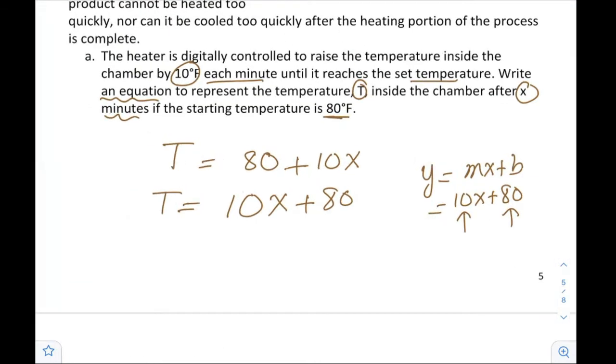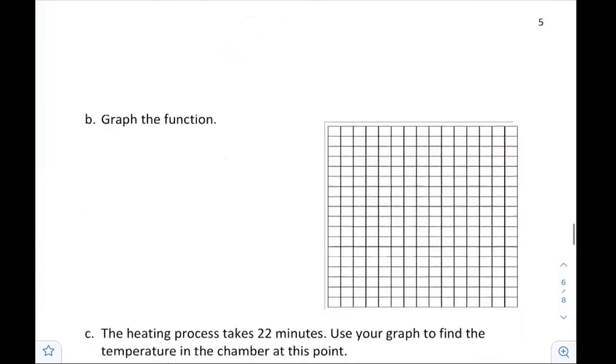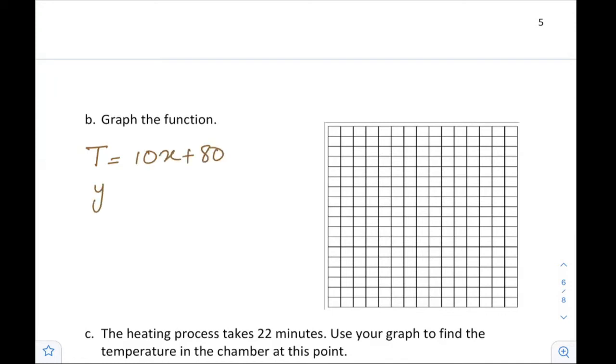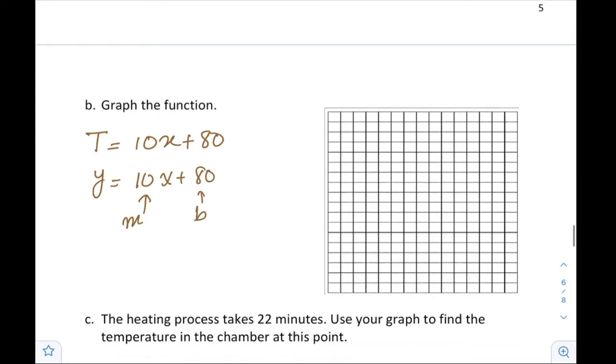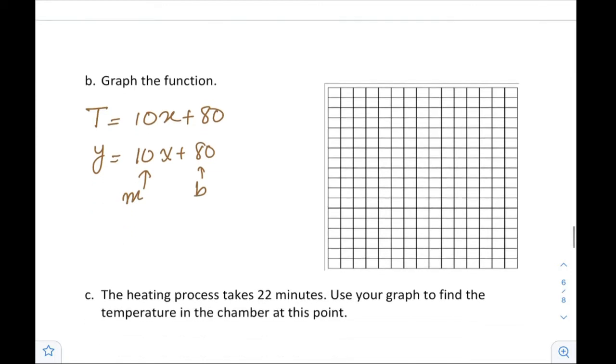Okay, let's see part B. Part B, graph the function. So our function T is 10x plus 80, which we said is similar to y equals mx plus b, where this is the slope and this is the y-intercept. As you know, in the real-life application in this exercise, we are not dealing with any negative numbers. So we will just deal with the first quadrant.